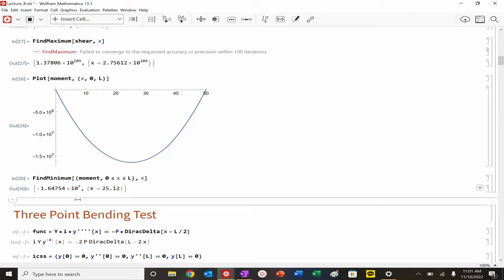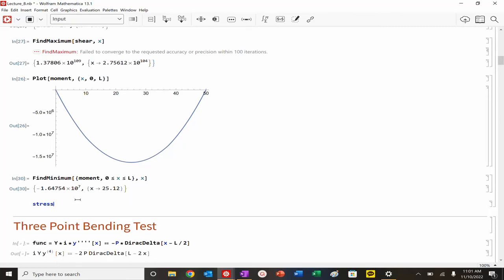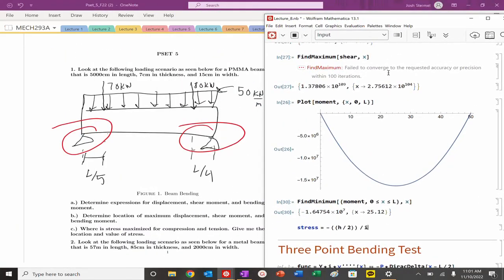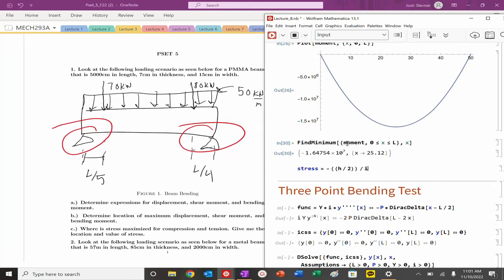Now my stress is going to be equal to minus the maximum of my moment, times my y, which is height over 2, all divided by I. This is where we want to take a pause for a second, because there is a significant issue that can occur. Let's plug in this minimum moment value here.